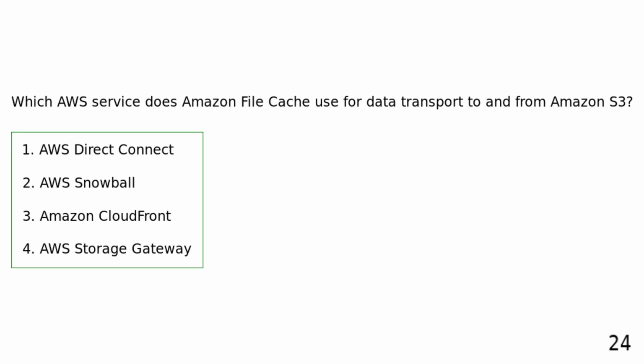Which AWS service does Amazon File Cache use for data transport to and from Amazon S3? AWS Direct Connect, AWS Snowball, Amazon CloudFront, AWS Storage Gateway.